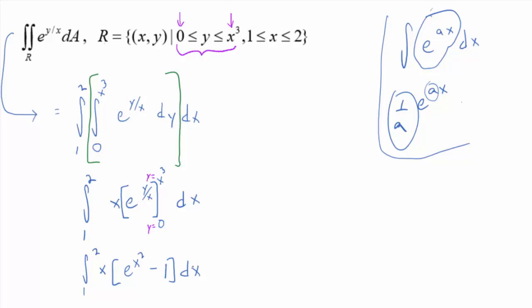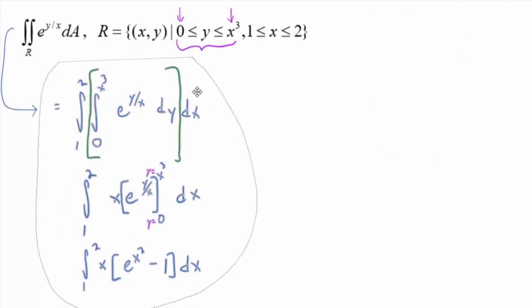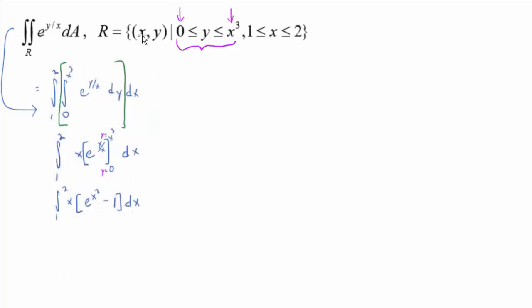Everybody with me? All right. What would be a logical next step to take on evaluating this thing? Distribute. Okay, so let me condense a little bit, save some room. So what do we get? Integral 1 to 2, distribute what? What do we get? X e to the x squared minus x dx.